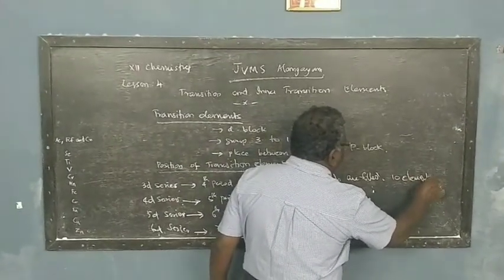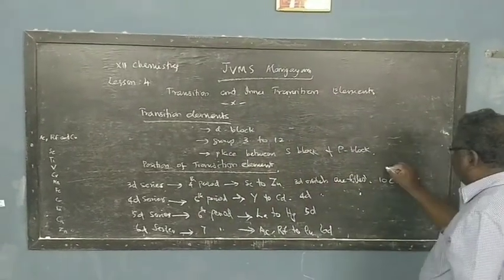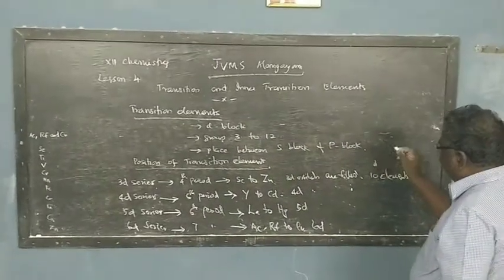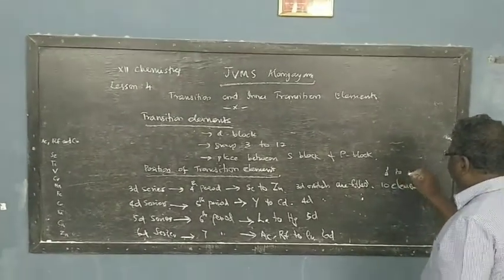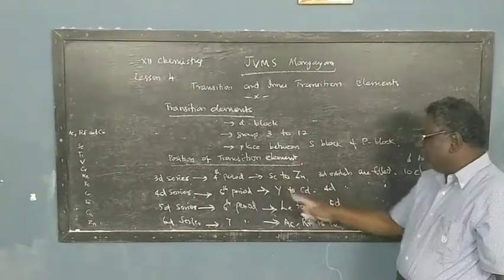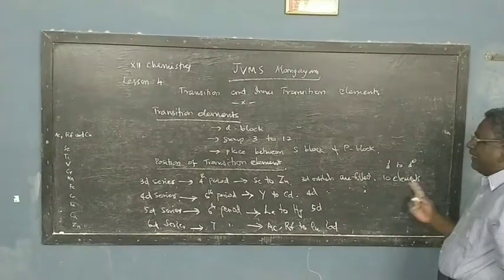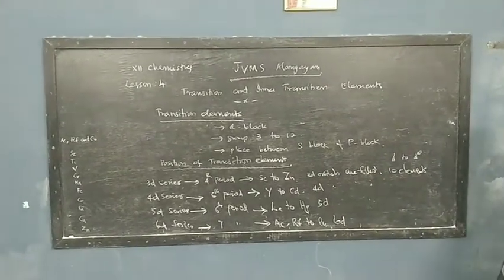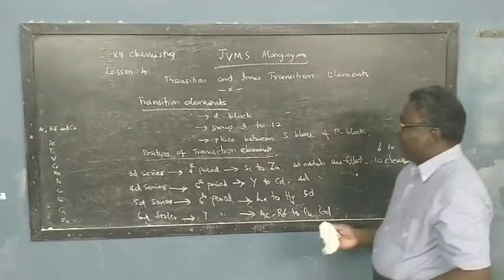Why does each series have 10 elements? That also we should know. Because electrons are filled up in the d orbital, it will go from d1 to d10. The first element will have d1 configuration and the last element will have d10. Therefore there are 10 elements in each series. So this is regarding the position of the transition elements.